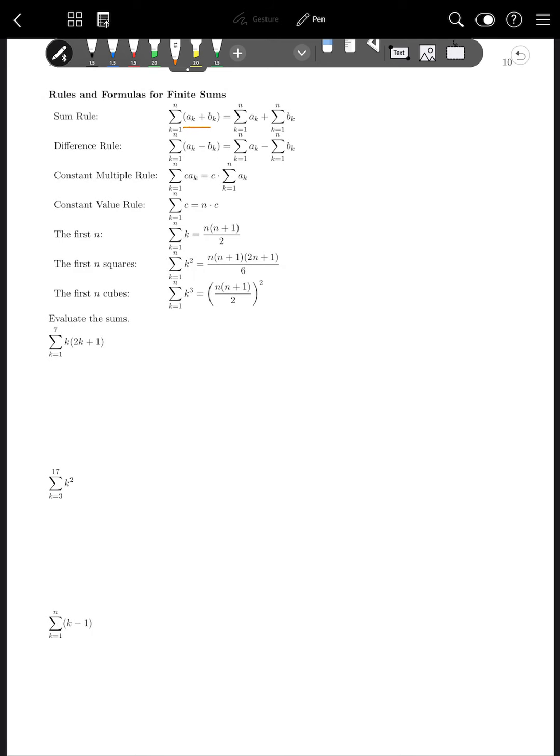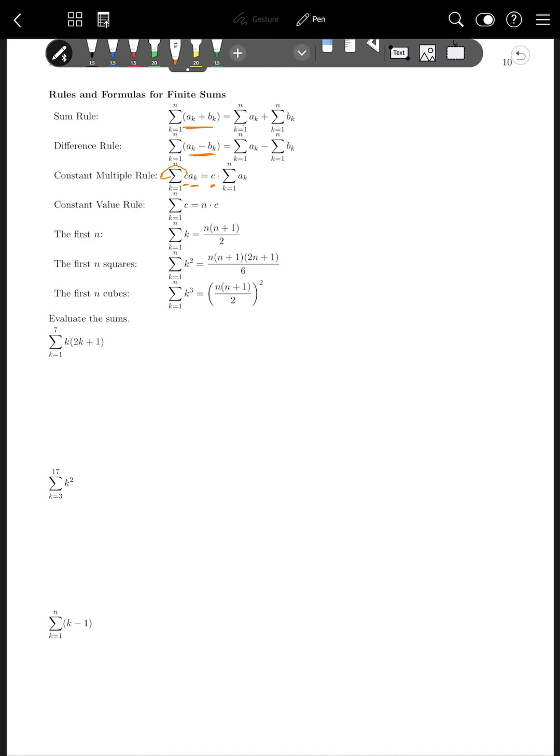So the first rule is that if you have a sum within a summation, you can break it apart into 2 summations. The same goes for subtraction. Another really important rule is if you have a constant times an expression inside a summation, you can bring the constant out in front, right? That's what they're doing here.